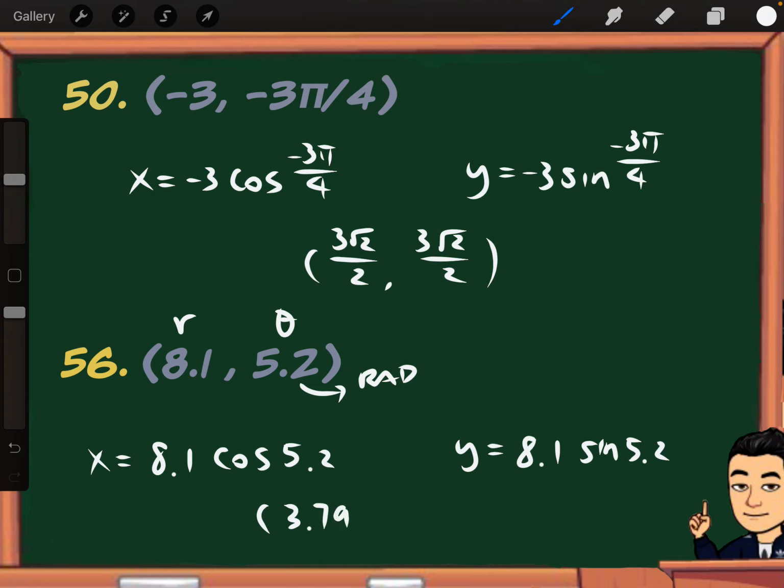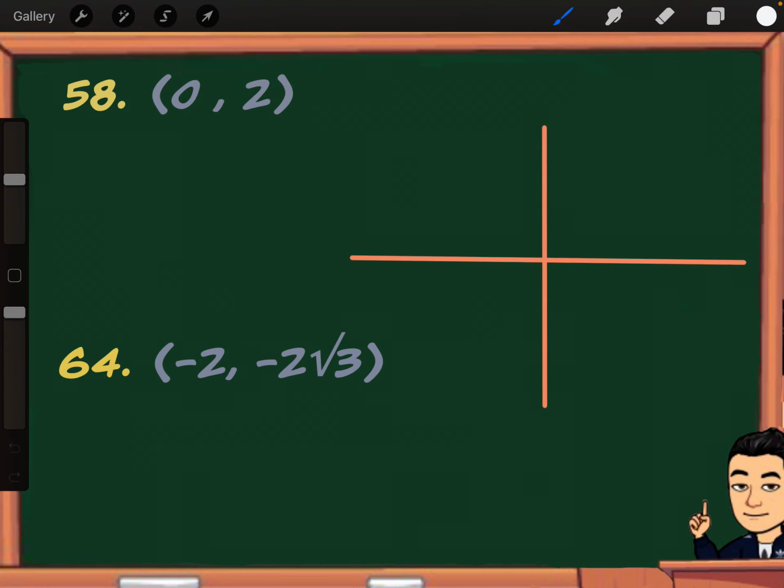You're going to find out that X is equal to 3.795 and your Y is going to equal negative 7.156. Nothing crazy. Okay, so next one, number 58, you're going to have to change from the rectangular, and you're going to change it to polar.